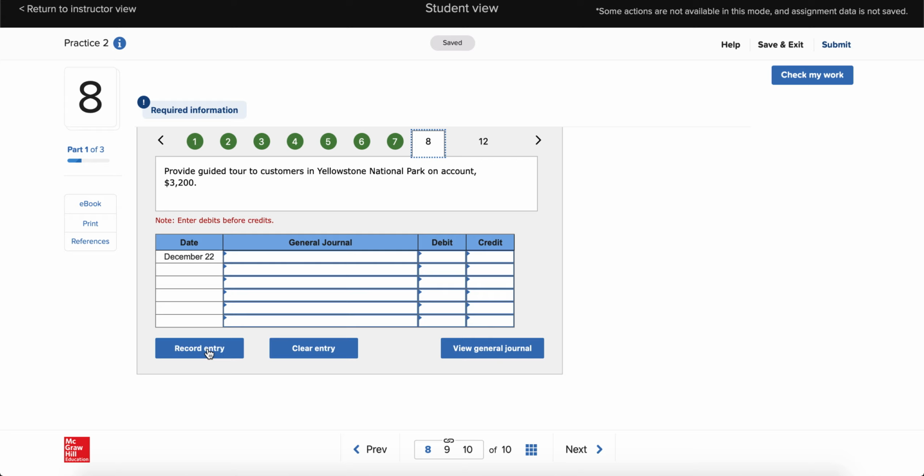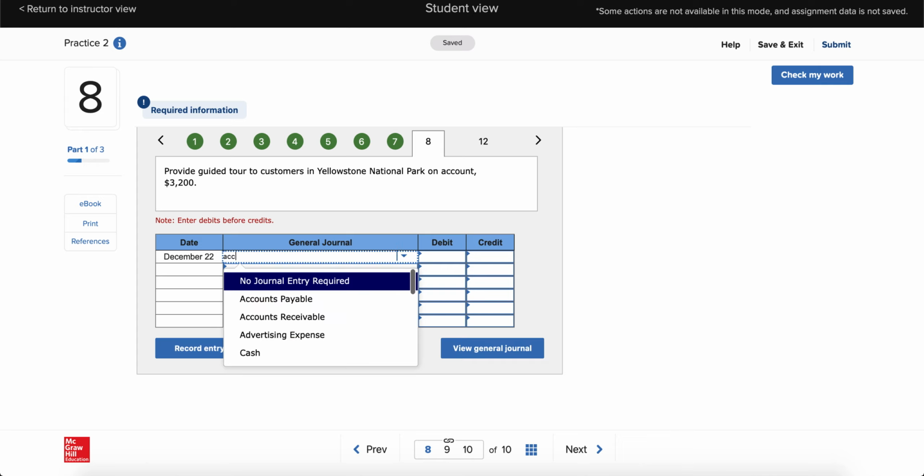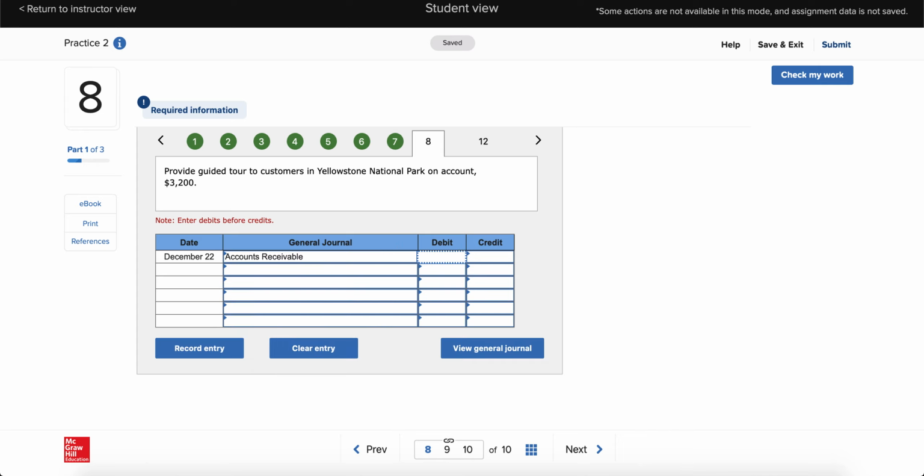Number 8, I provided guided tour to customers in Yellowstone on account for $3,200. So what do we have here? I provided it, so I've earned some money, but they didn't pay me yet. So this is accounts receivable and $3,200. I provided the goods and services, so I still earned the money. So it counts as revenue.